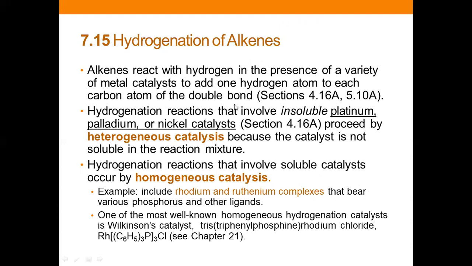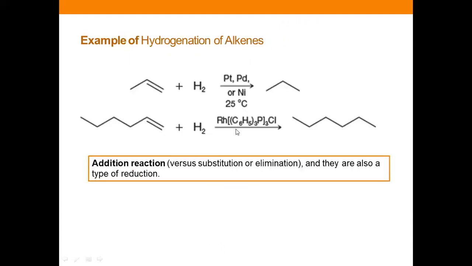Now, if we are using platinum, palladium, or nickel catalysts, we call this heterogeneous catalysis. Why? Because these are insoluble. These are metals in powder form. So they are not in the same phase; for example, your alkenes can be liquid or gas. So they proceed via heterogeneous catalysis in the presence of this species.